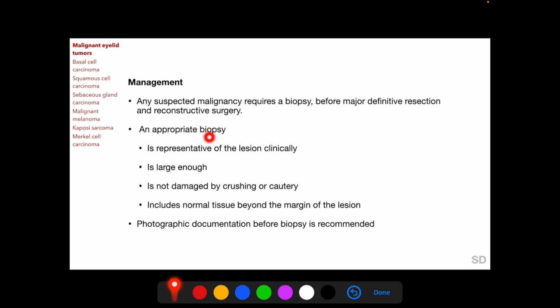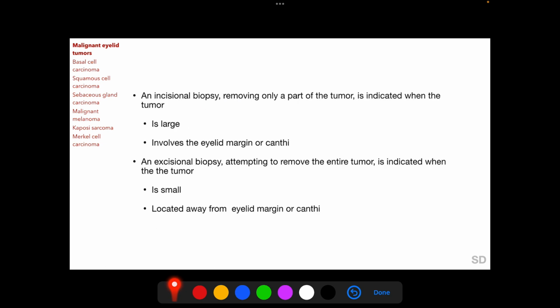And a biopsy is appropriate when it is representative of the lesion clinically, is large enough, is not damaged by crushing or cautery, and includes normal tissue beyond the margin of the clinically visible lesion. Photographic documentation of the lesion before biopsy is taken is recommended. The biopsy can be either incisional or excisional.